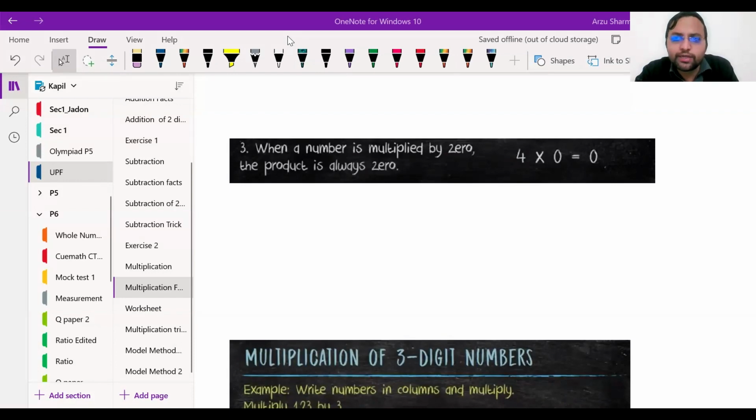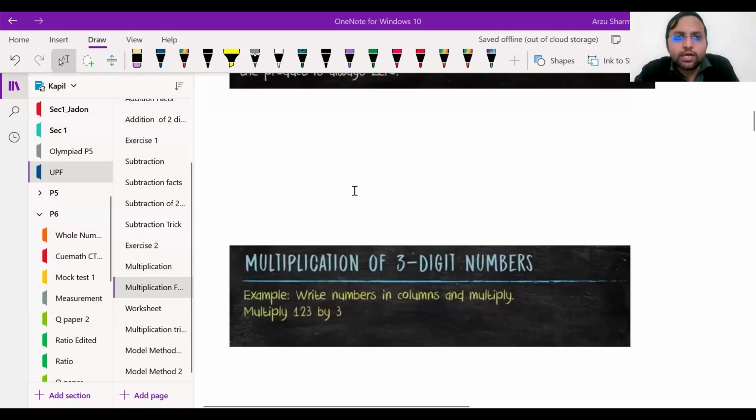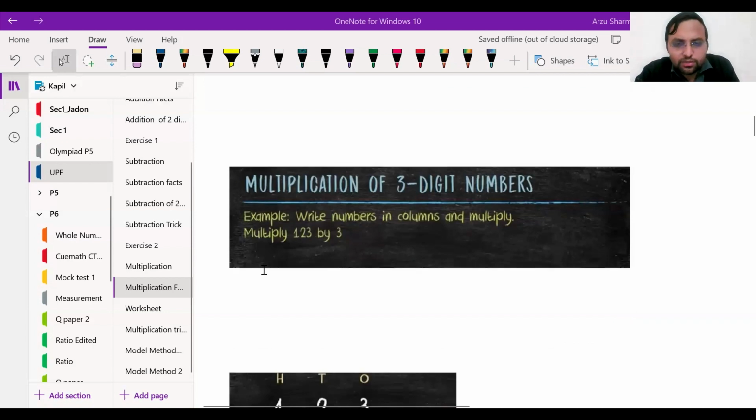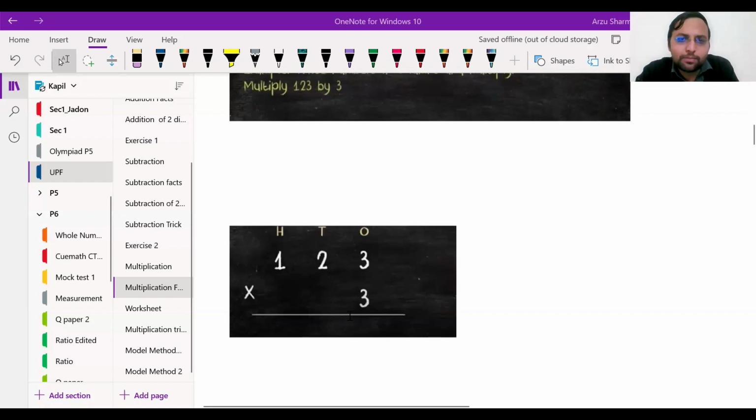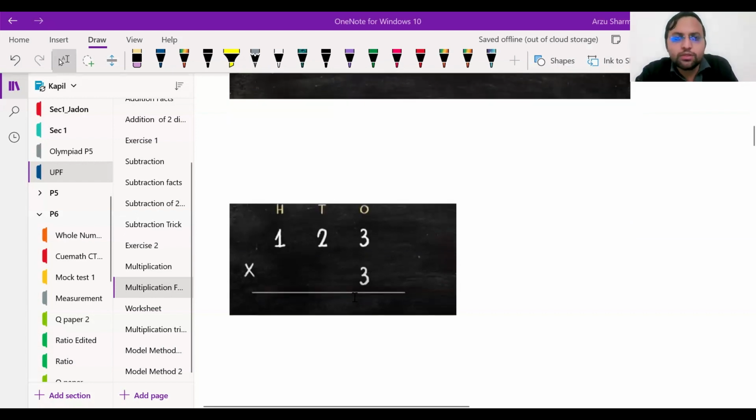Okay, no. Fine, great. So now let's move to multiplication of three-digit numbers. Let's say we have a three-digit number and we have to multiply it by a one-digit number.